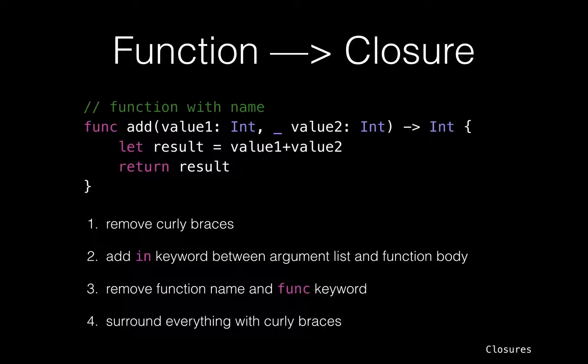The second step is to add the in keyword between the argument list and the function body. The third step is to remove the function name and the func keyword. And then finally, you have to surround everything with curly braces. And what this would look like for the add function that we have up here on the slide again, applying these 4 steps, would look like this.